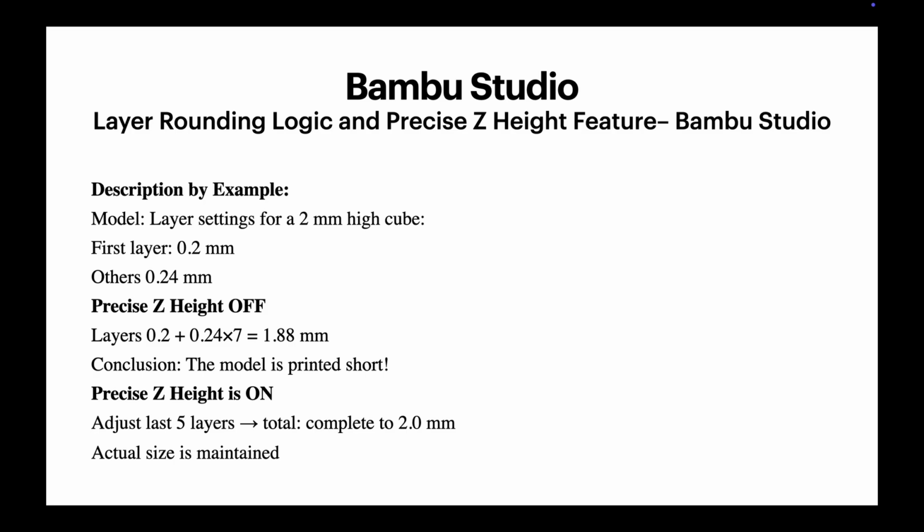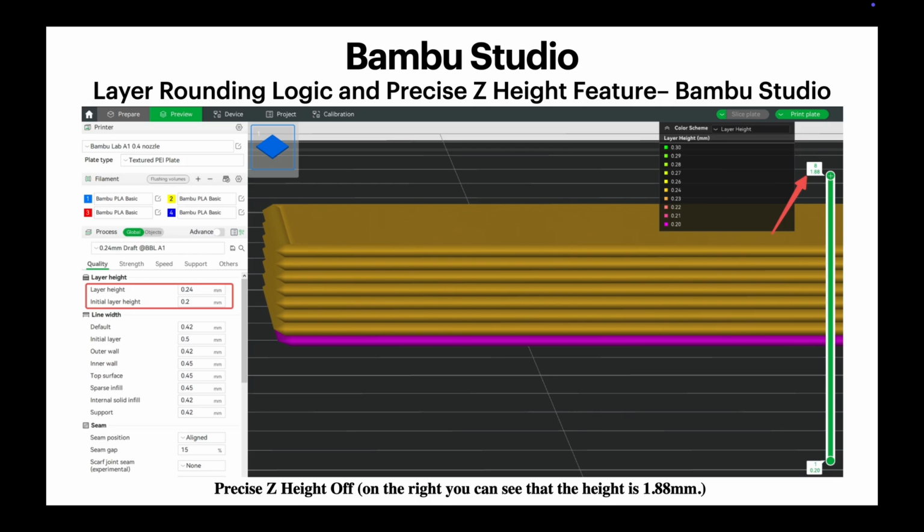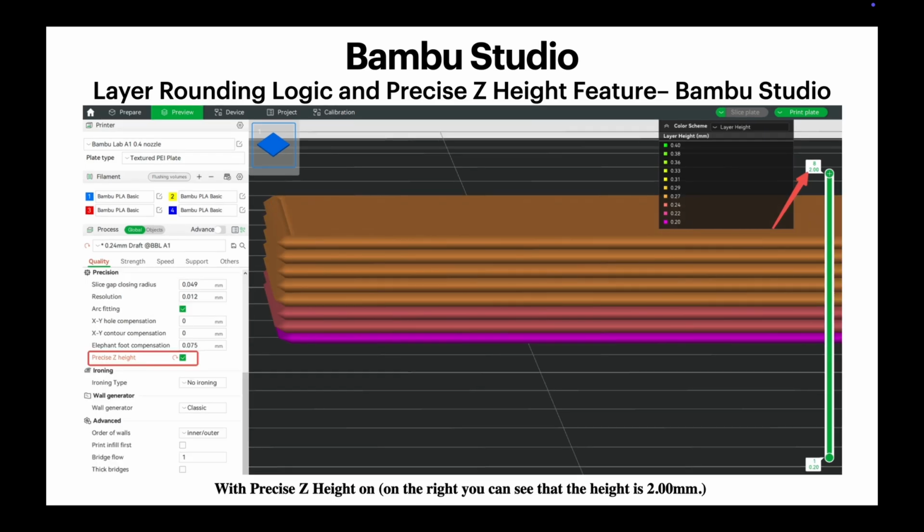Dimensional errors are prevented. Example scenario: first layer 0.2 millimeters, remaining layers 0.24 millimeters. Total 7 layers: 0.2 plus 0.24 times 7 equals 1.88 millimeters. Target model height 2.0 millimeters. If precise Z height is OFF, the model is underprinted at 1.88 millimeters. If precise Z height is ON, the final 5 layers are adjusted to match the 2.0 millimeters target exactly, as you can see.